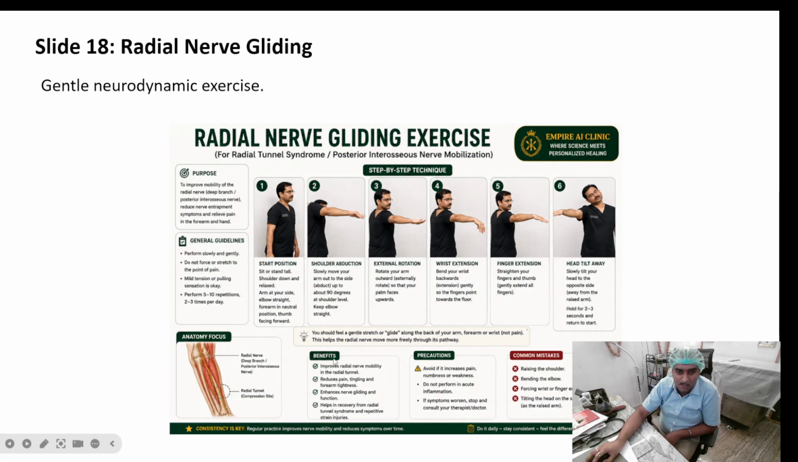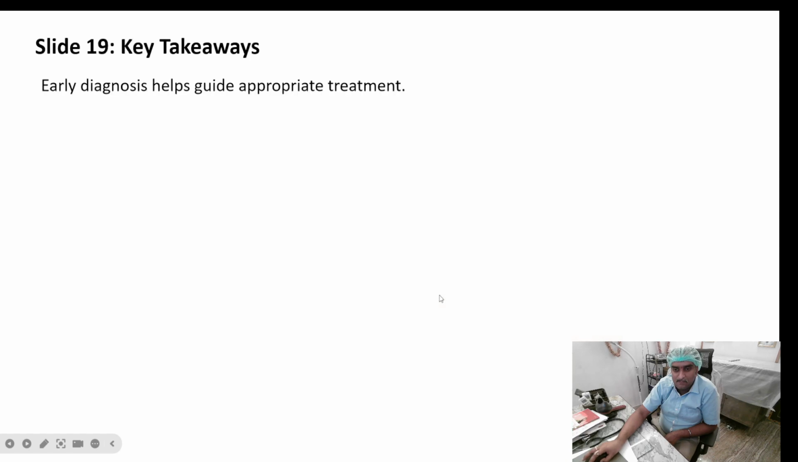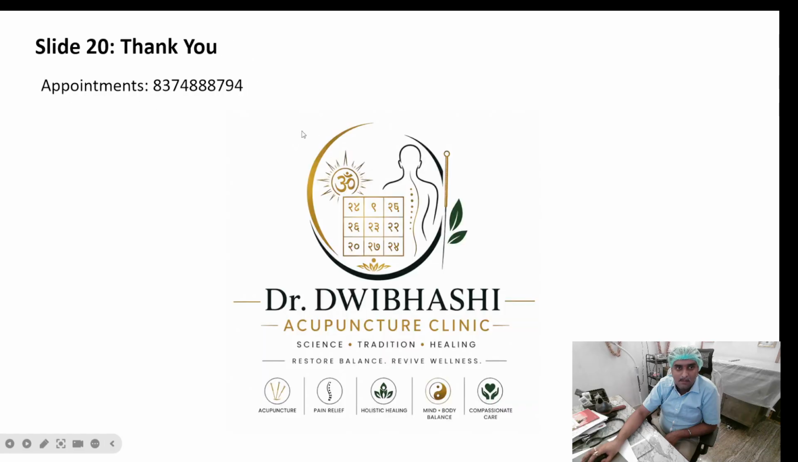The benefits are that by using this radial nerve gliding exercise, it improves radial nerve mobility in the radial tunnel, reduces pain, tingling, and forearm tightness, enhances nerve gliding and function, and helps in recovery from radial tunnel syndrome and repetitive strain injuries. The key takeaway is that early diagnosis helps guide appropriate treatment.